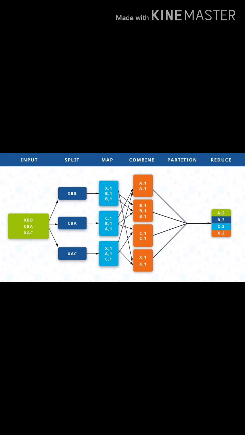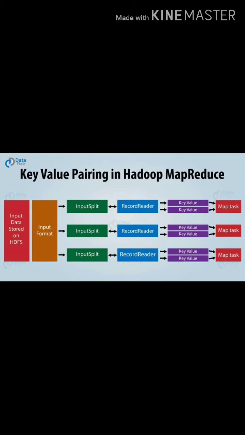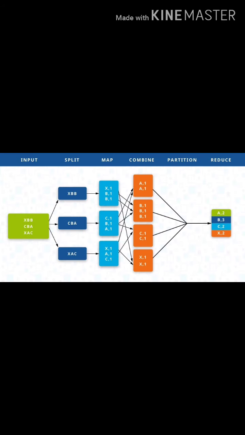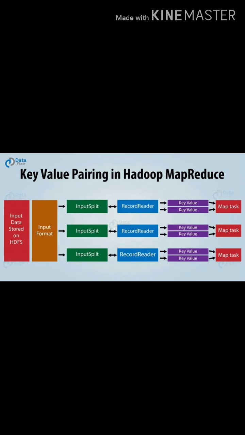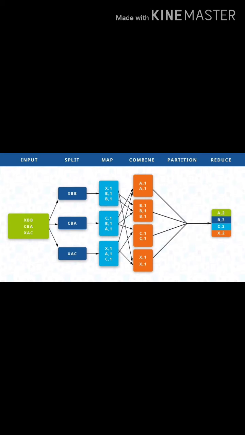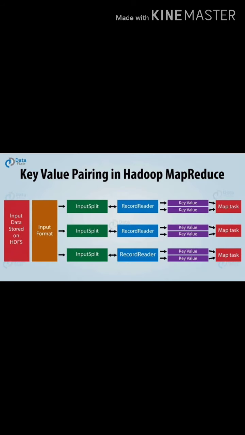Then shuffling. The first phase is input split and the second phase is mapping. The third phase is shuffling. The shuffling phase consumes the output of the mapping phase. Its task is to consolidate the relevant records from the mapping phase output. In our example, the same words are clubbed together along with their respective frequency.